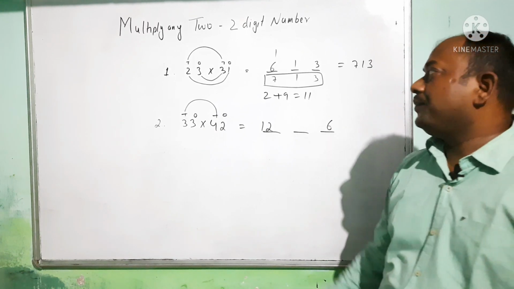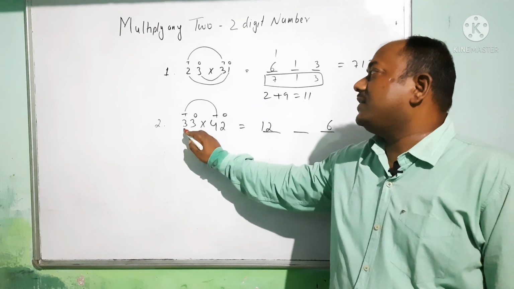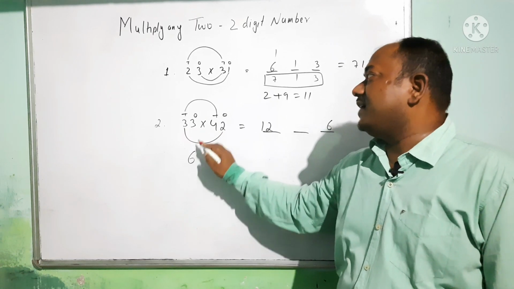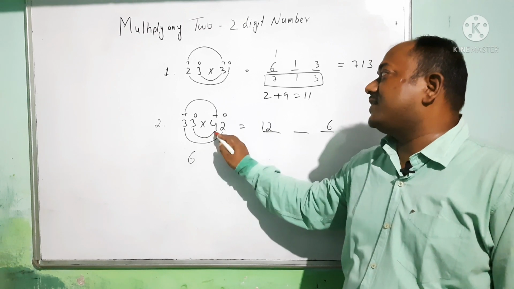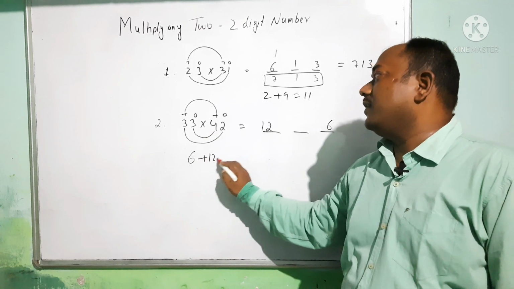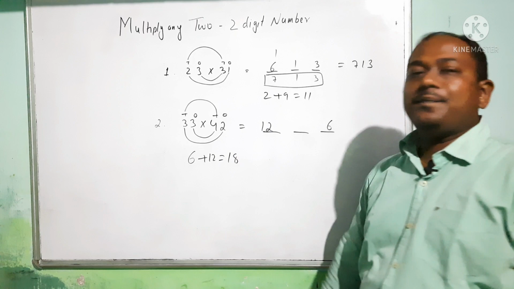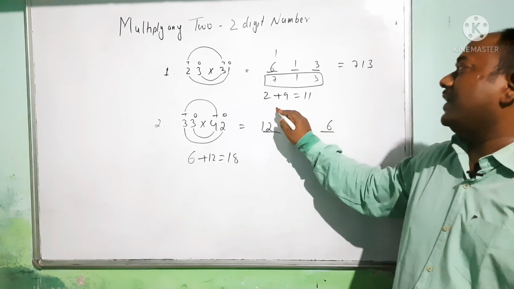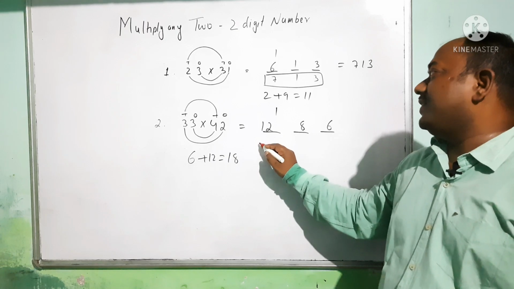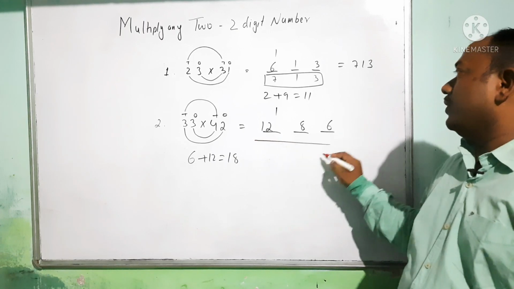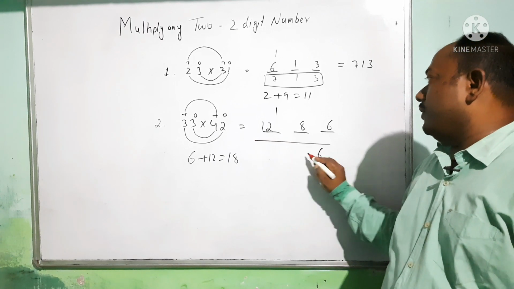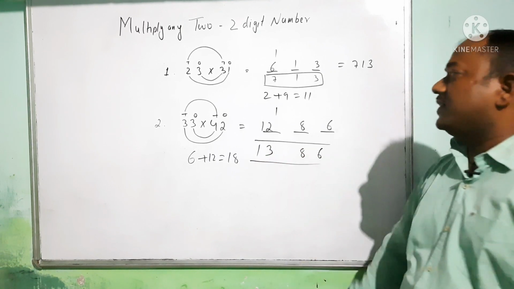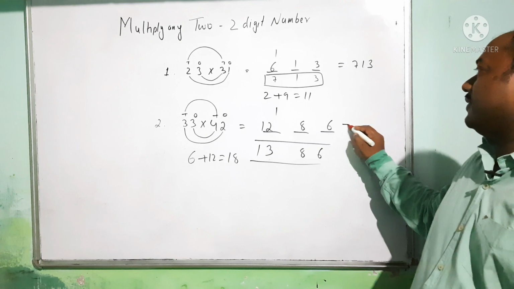6. Now multiply tens with ones. 3 2s are 6 and multiply ones with tens. 3 4s are 12 equal to 18. So we will fill the middle gap by 8 and carry 1. Now add it. The answer is 1386.